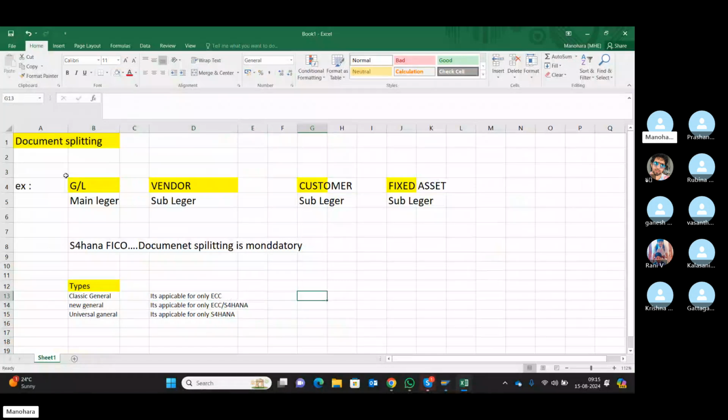So when it comes to tables, where will classic GL data be stored? We have the tables, right? Some table names: GLT0 is the table name for classic general ledger. For the new GL concept, FAGLFLEXA, ACDOCA.